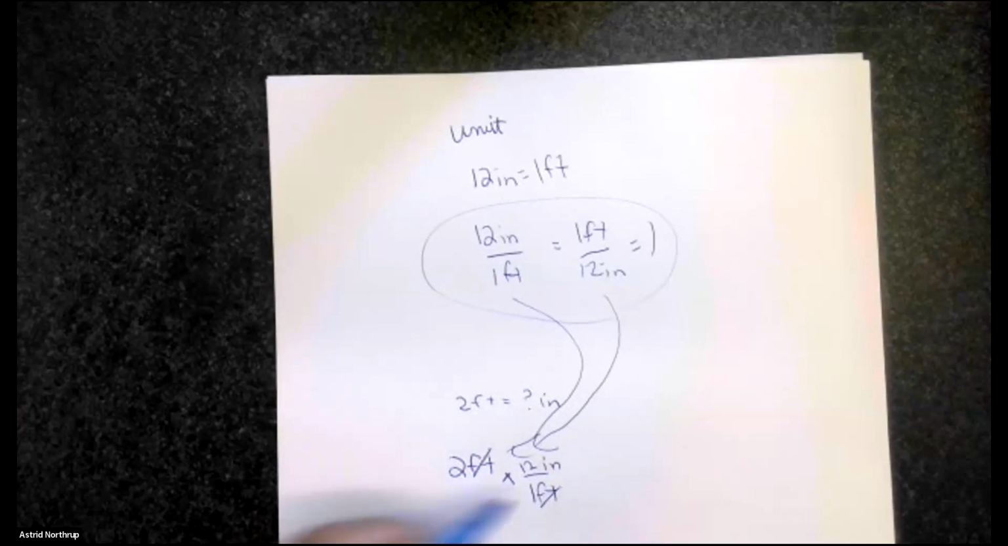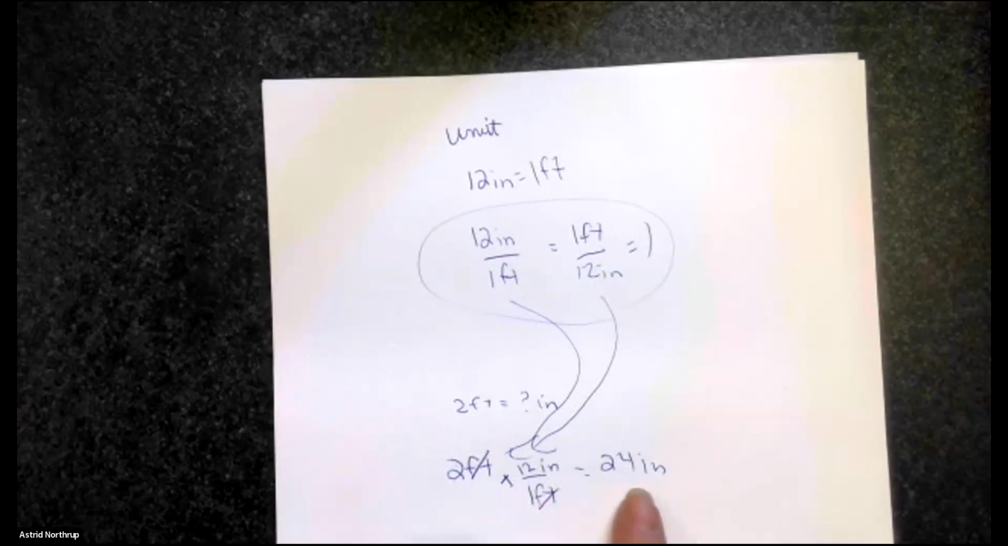So we get rid of this, and we get 2 times 12, which is 24. And the only thing we have left for dimensions or units is inches. So that tells us that 2 feet is equal to 24 inches. So the first thing is you want to cancel units against each other, numerator to denominator.